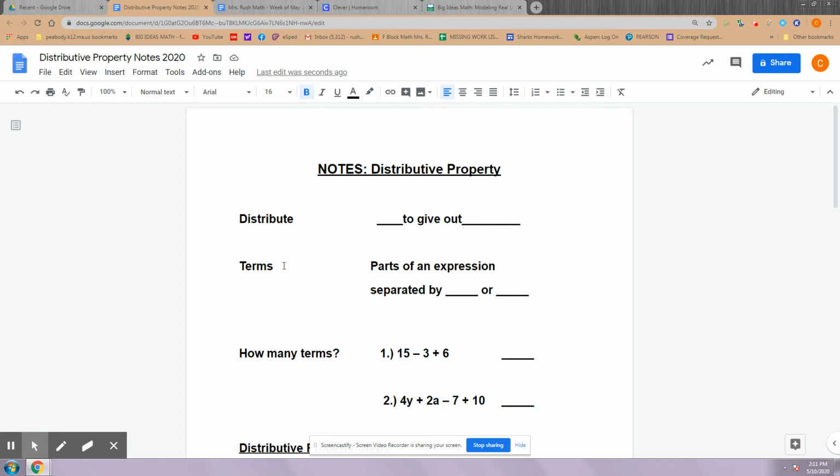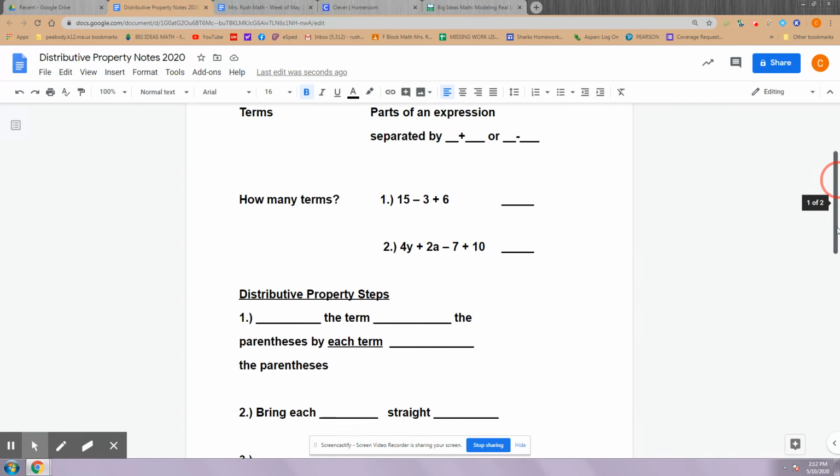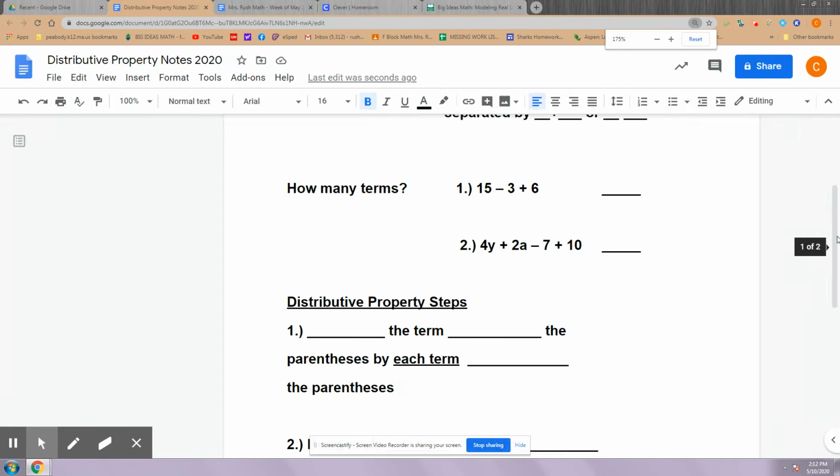Okay, the next thing is terms. Terms are parts of an expression separated by a plus sign, addition, or a minus sign, subtraction. So to find the terms, they're going to be separated by a plus or a minus. And every expression has terms. All right, great. So let's do the next part.